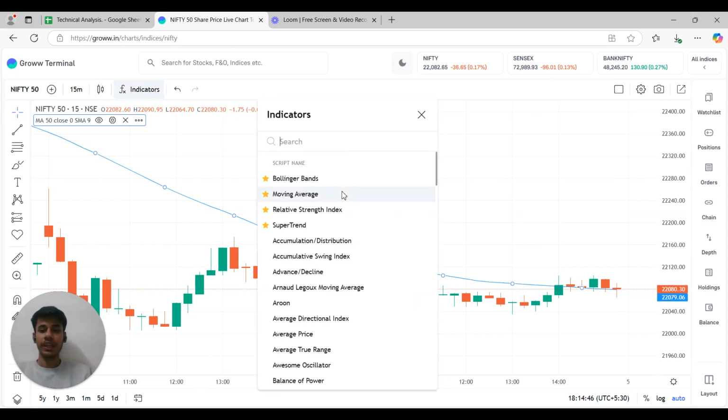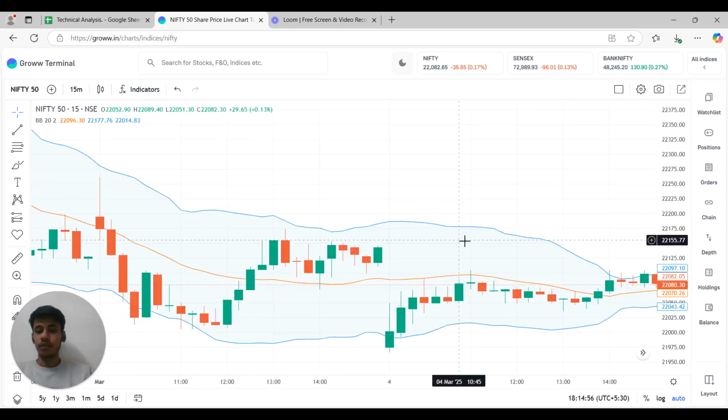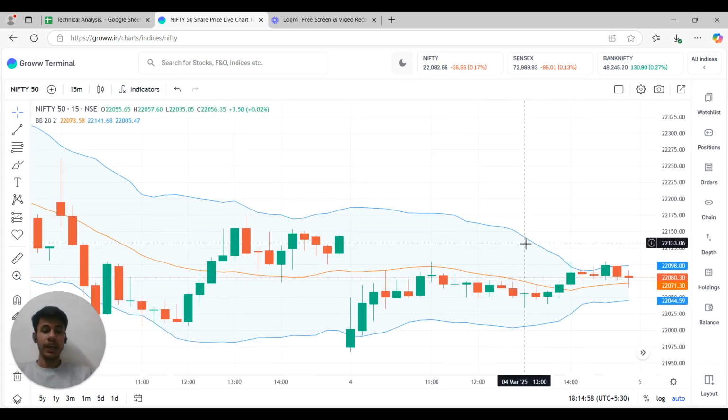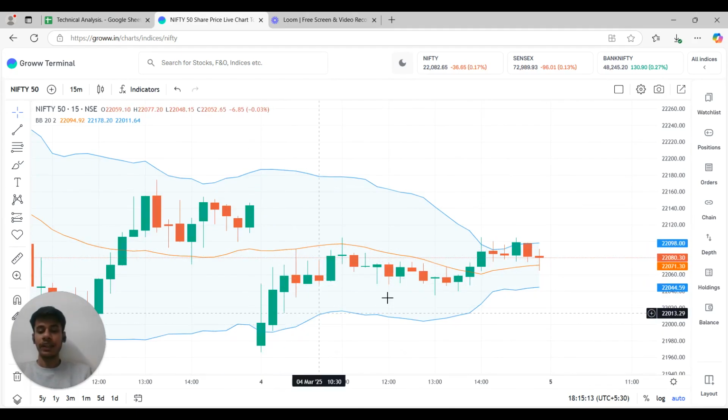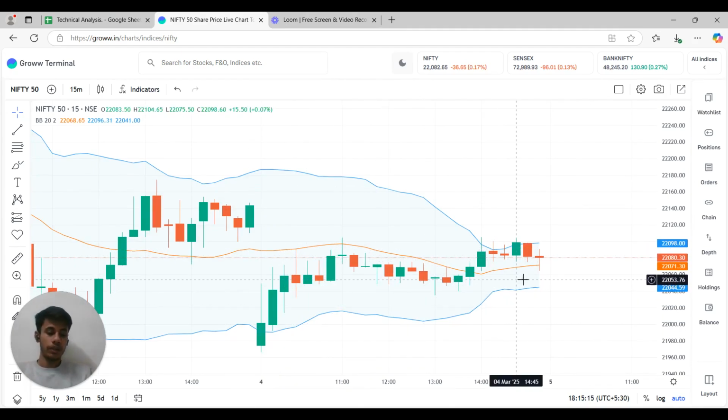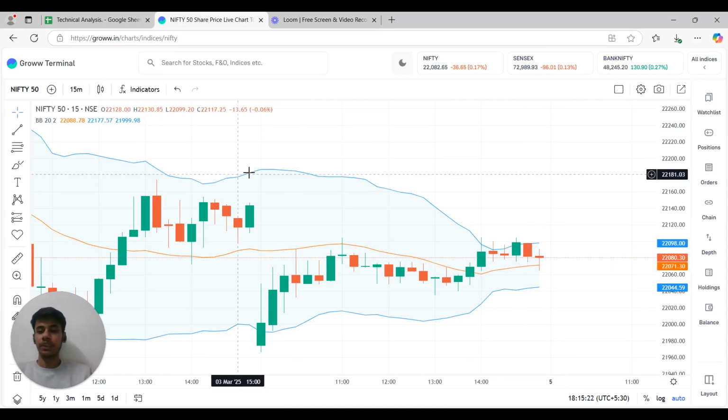So now let's move to our second indicator, which is the Bollinger Band. The length of the Bollinger Band which I have taken is 20 and the standard deviation is 2. We can clearly see that throughout the day the market performed below the moving average line and close to the lower band, but before closing the market moved above the moving average line and closed somewhat near the upper band, which is again a positive sign.